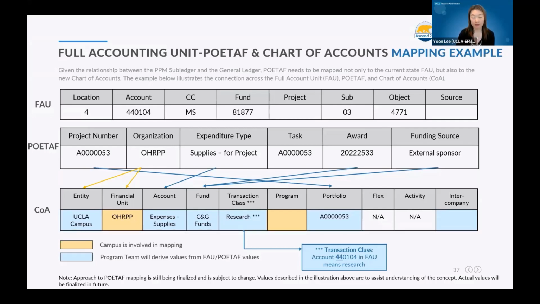So for contract and grant expenses, the Ascend program team will be able to derive all the values in the COA segments, which are highlighted in light blue, from the POETAF values. Even for those that are highlighted in peach color, which are financial unit and the program segment, the project team will still be able to derive these values as well, leveraging the campus COA mapping effort that is currently going on as well.